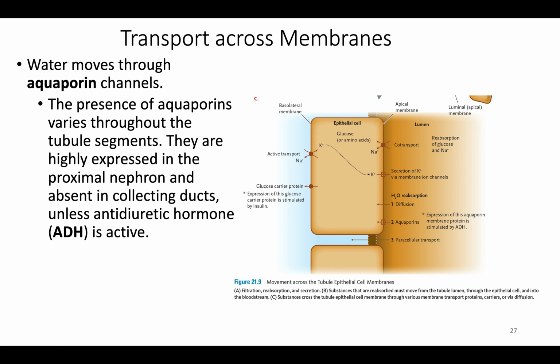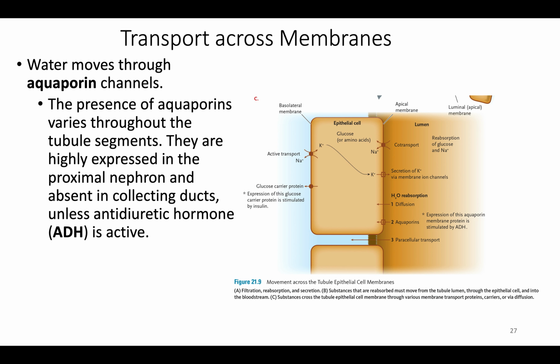Water follows the sodium through what's called Aquaporin Channels. Now, sodium doesn't go through those. Aquaporins are specific for water. And we have a different amount of aquaporins as we go through the different tubule sections. So they're going to have a lot of these aquaporin channels in the proximal nephron and almost none in the collecting ducts. Now, this is going to be regulated by something called Antidiuretic Hormone, or ADH.